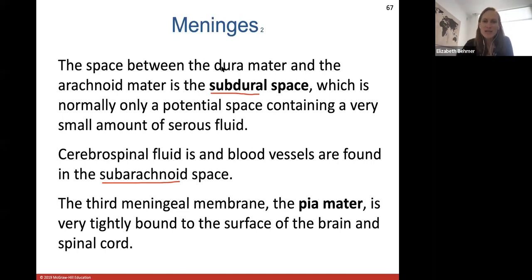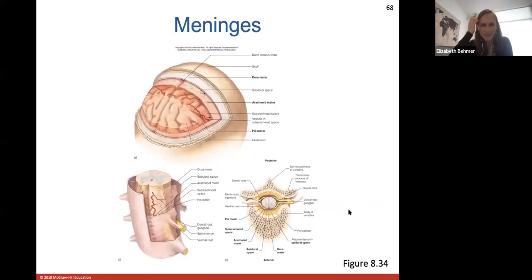And then the third meningeal layer is called the pia mater, which is very tightly bound to the surface of the brain and the spinal cord itself. So here we have our meninge layers. Again, these are the layers that surround your brain and spinal cord. They're just connective tissue. They'll be right underneath the skull, between the skull and the cerebrum, three protective tissue layers so that your brain isn't touching directly with your skull bones.